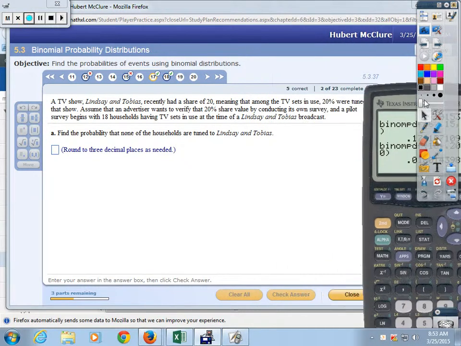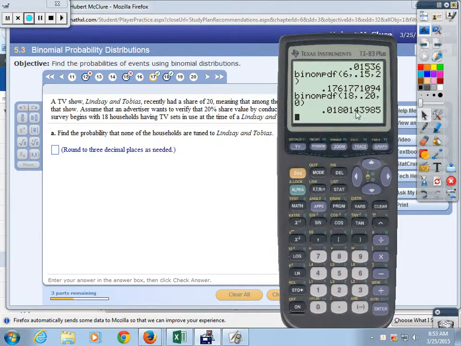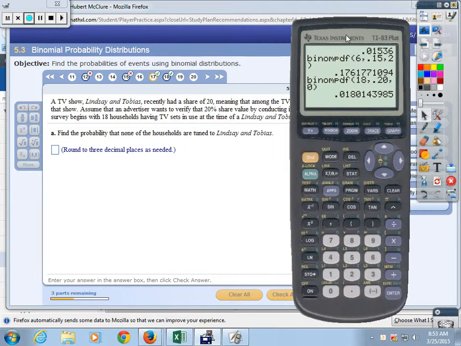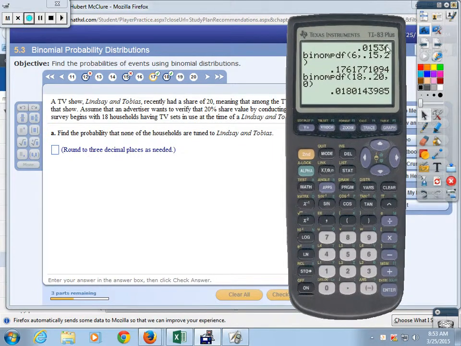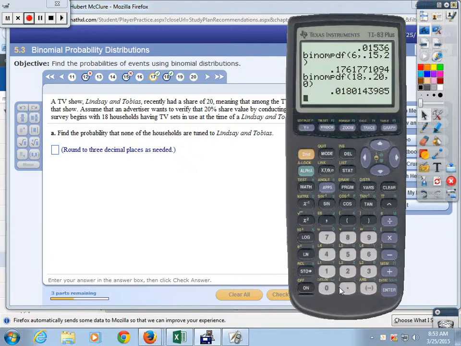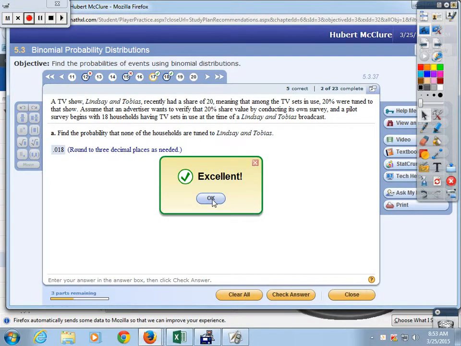So does this show really suck? I guess not, because out of 18 houses, only 2% are not watching it. So it says around 3 decimal places. 0.018. That was difficult.